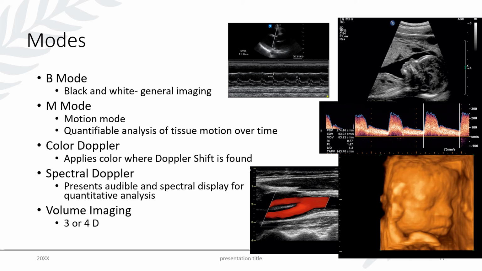The most common modes that you're probably familiar with are like we see up here in the upper right-hand corner. Here's a baby, nice little profile. You're seeing everything in black and white, two-dimensional. We refer to that as our B mode or brightness imaging.